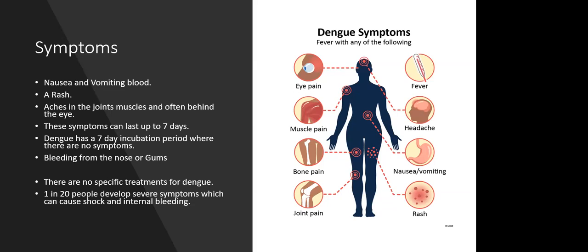Dengue has a 7-day incubation period where the patient has no symptoms but can still walk around perfectly fine. They can eat well, but there is no specific treatment for dengue, which means that after you catch it, all you have to do is get rest and take paracetamol, which is the guidance. And 1 in 20 people can develop severe symptoms, which can cause shock and internal bleeding, which can cause death.